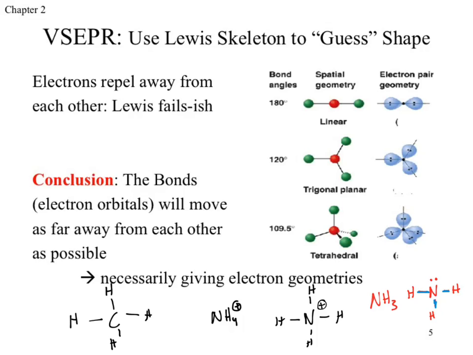Should that affect how the electron clouds disperse and push away from each other? Yes. Yeah, we've now changed that local arrangement. So we would expect a shape change.